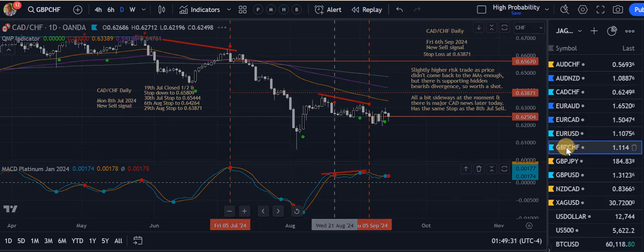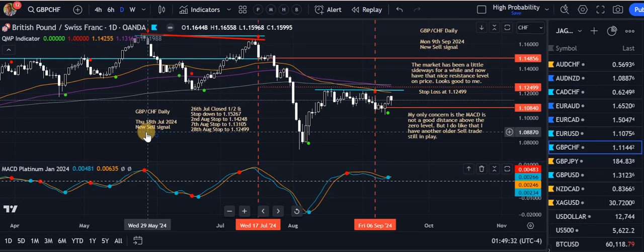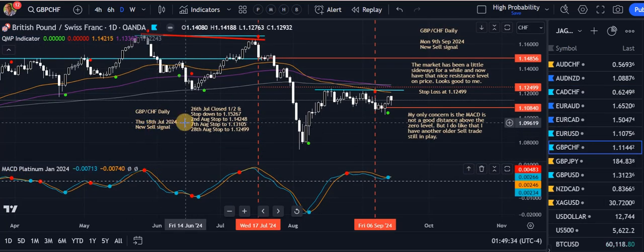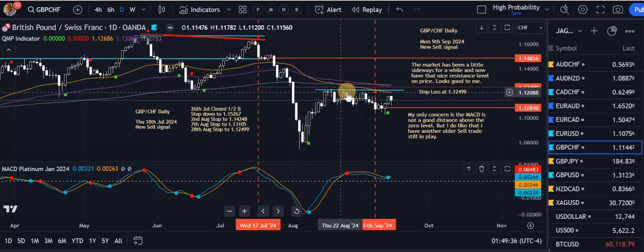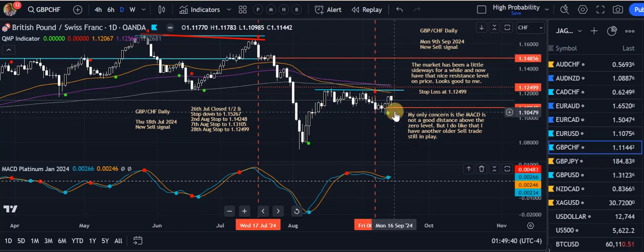And we'll do the pound Swiss while we're here. Still in this sell from the 18th of July. There's my trade management. Got this support level here. Didn't close it. Still in this sell also from the 9th of September.